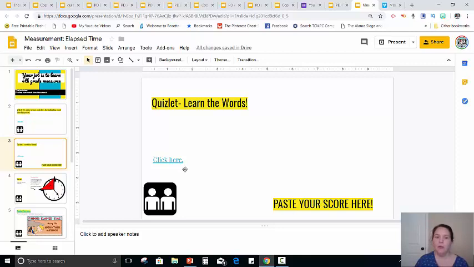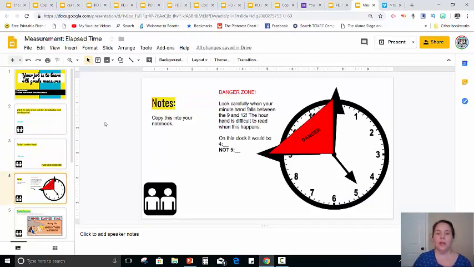So what we would have them do is click to take the quiz and learn the vocabulary words, and then once they had their score posted on the program, they would just screenshot it and then paste it right here on the slide. So when I would come back, I would see their score and know that they did their work. You can use it for other things, like here it's just for them to copy this into the notebook.